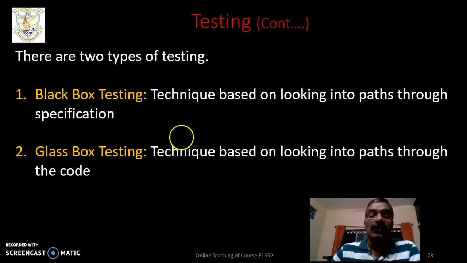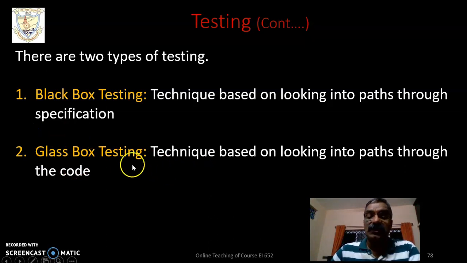Okay, so we look into the program, different sequences of the program flow, wherever there is a syntax error, etc. And then we normally move on to the second one. So after black box testing, we do glass box testing.